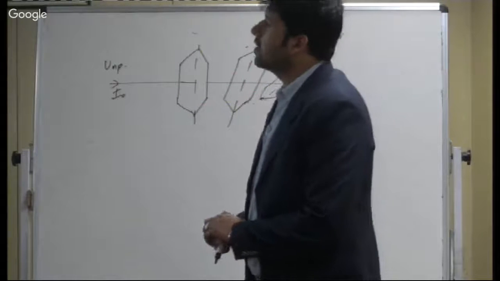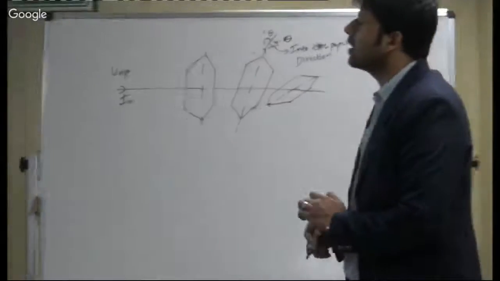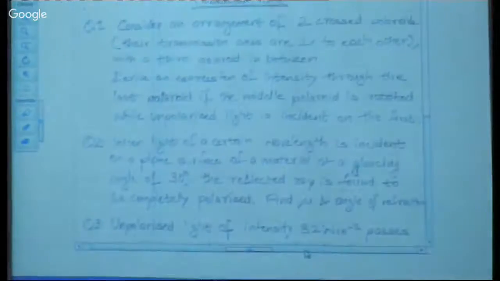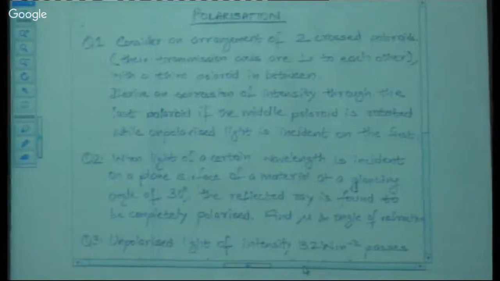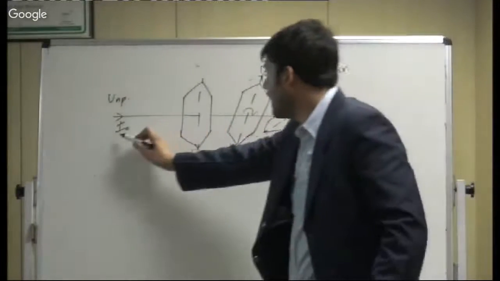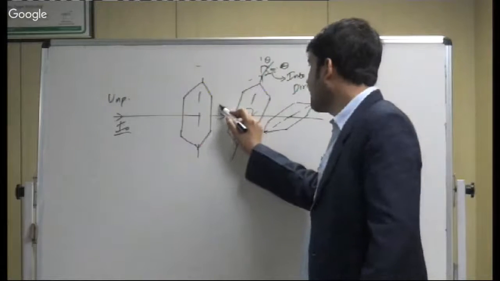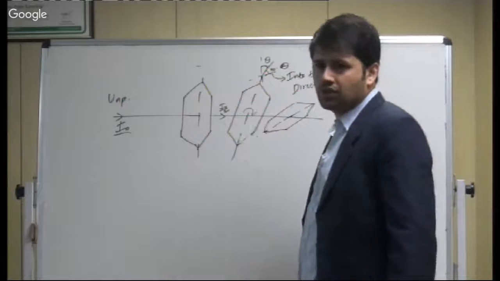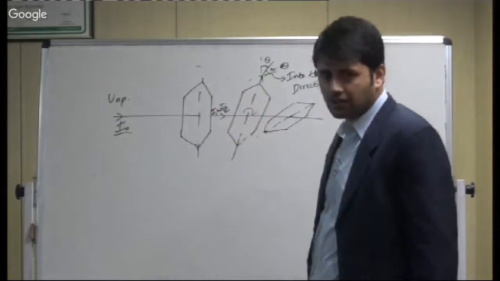It wants us to derive an expression for the intensity through the last polaroid if the middle polaroid is rotated, while unpolarized light is incident on the first. So unpolarized light is incident on the first, and the middle one is being rotated. I naught is the unpolarized intensity. So through the first polaroid, the intensity would be I naught by 2. Let's call it I1.